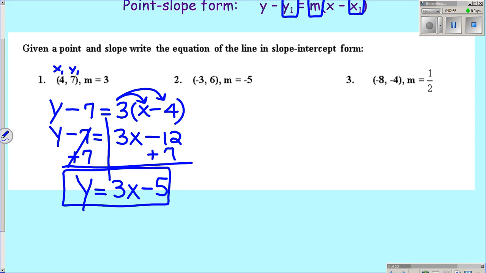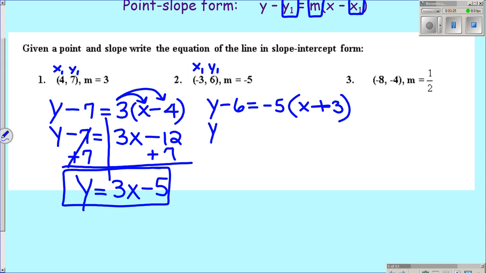Okay, let's look at a couple more examples. So again, the point is going to be your x1 and your y1 coordinate, and your slope is your m. So we're substituting into point slope. So y minus 6 equals negative 5 times, be careful here, we're saying x minus a negative 3. Now when you see that double negative, remember that's going to become plus a positive. So go ahead and change that to a plus sign.